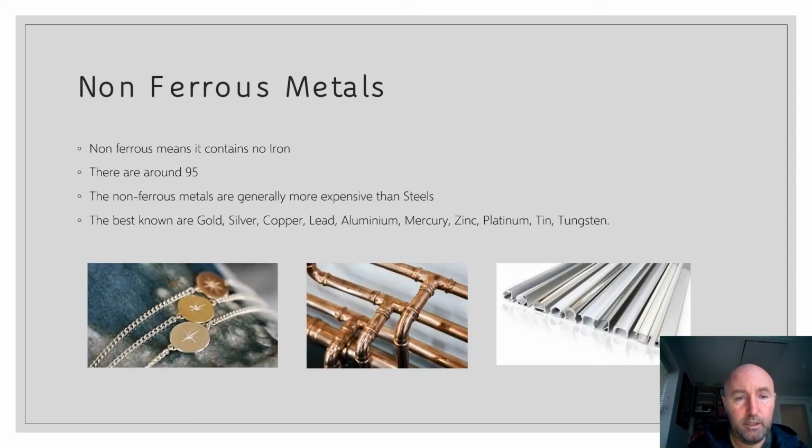Now non-ferrous metals, so non-ferrous means no iron. So there's around 95 of them. Non-ferrous metals are generally more expensive than steel. Some of them, like uranium, platinum, palladium, lead or silver and gold, are very, very expensive. They're used in the computer industry and for jewelry and stuff like that. So the best known: gold, silver, copper, lead, aluminium, mercury, zinc, platinum, tin, tungsten. All of those are non-ferrous, they don't have iron in them, so they generally don't rust.